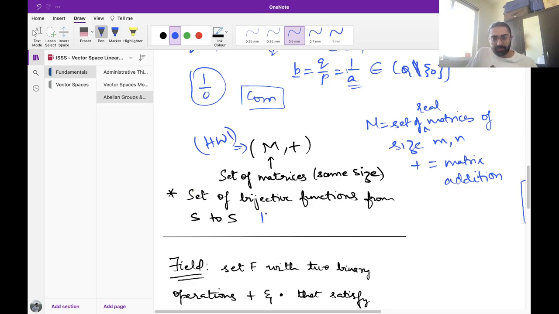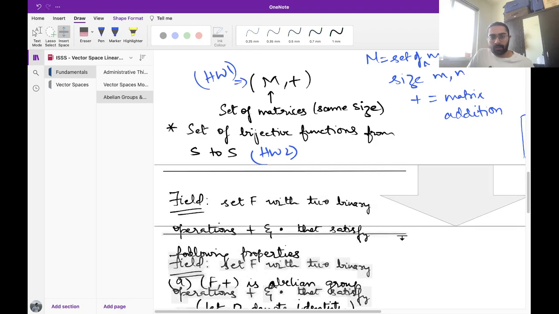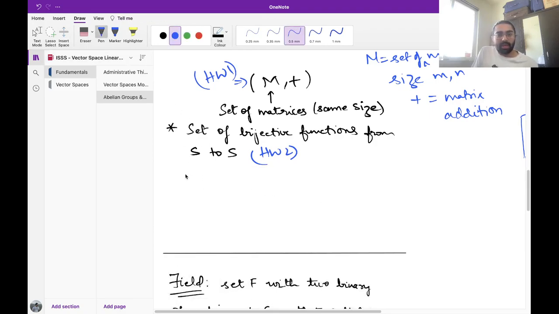The other homework is this one. Okay, so do you know what a function composition is? No. Okay. So let's say I have a function f, which is from some set X to some Y, okay, and g is some function which goes from Y to Z, okay, some sets, right? X and Y are some sets, Y and Z are some sets.